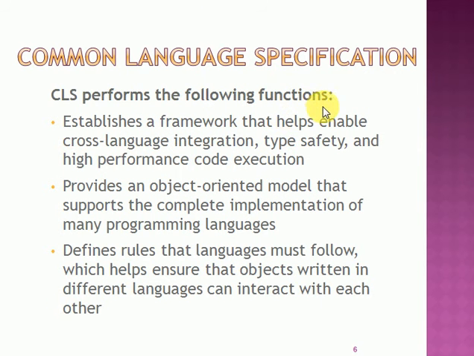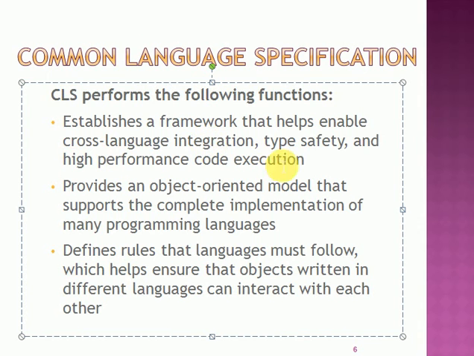So next we are going to see common language specification. CLS performs the following functions: establish a framework that helps enable cross language integration, type safety, and high performance code execution; provides an object-oriented model that supports the complete implementation of many programming languages; defines rules that languages must follow, which helps ensure that objects written in different languages can interact with each other.